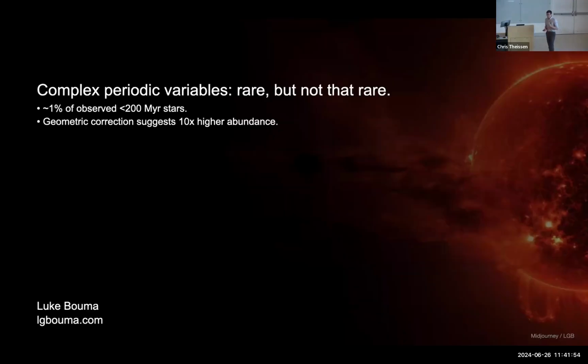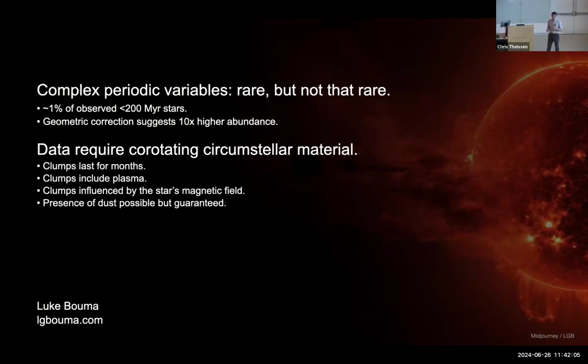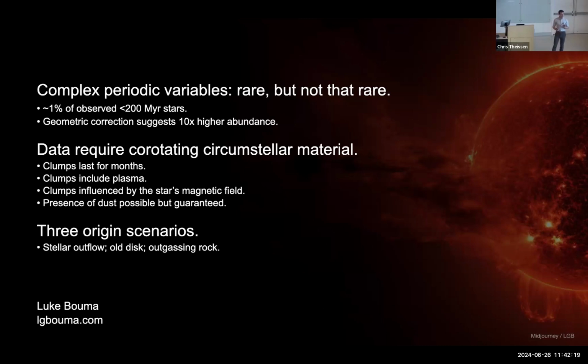Now, I'm just going to leave you with the 3 main points, and then I'd be happy to go to questions. The first point that I wanted to make is that these complex periodic variables are rare, but they might not be that rare. Okay, the second point is that the data, the photometry and the spectroscopy now require co-rotating circumstellar material. We're still trying to tease out the exact details of what that material is and where it comes from. And finally, I think in any of these scenarios, we're going to learn something new and exciting about the physics of the youngest and the coolest stars. Thank you.